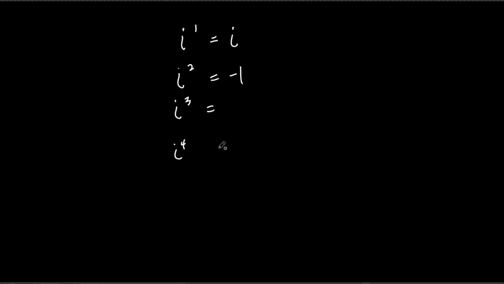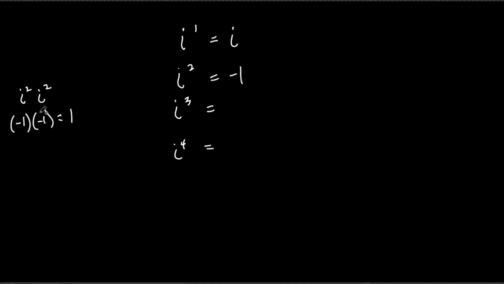I tell you what, let's do I to the 4th first. Is this a trick question? It's not a trick question. Okay, but there's a little trick to it. I to the 4th. What's I to the 4th? Isn't that the same as I squared times I squared? Yeah? It's negative 2. That's right. It's positive 1. Do you see that?